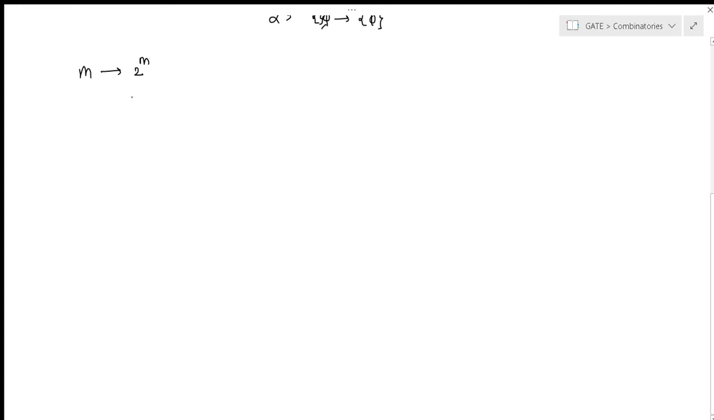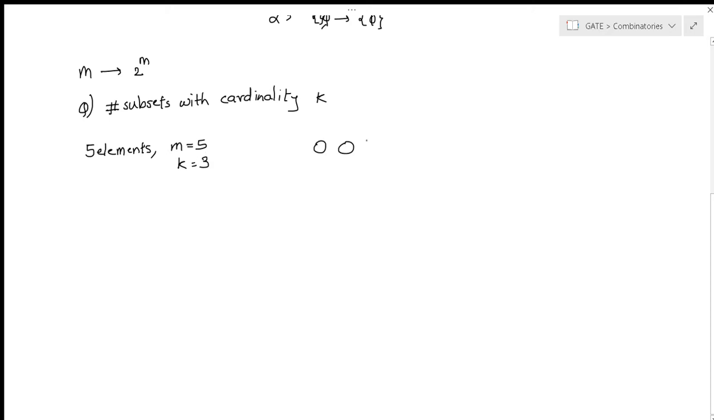But now what if I ask you how many subsets there are with cardinality, let's say, k? Before answering this question, let's take an example. Say I have 5 elements in total, so my m is equal to 5, and I am asking you how many subsets there will be of size 3.